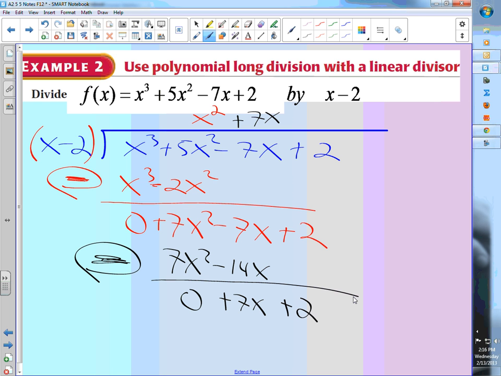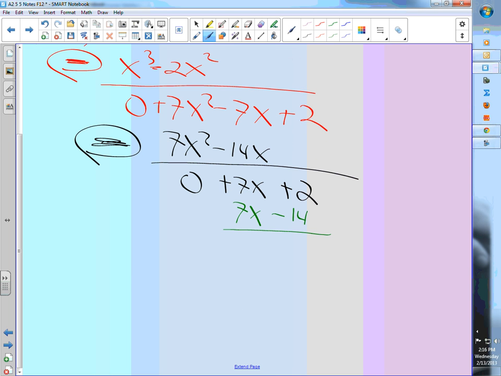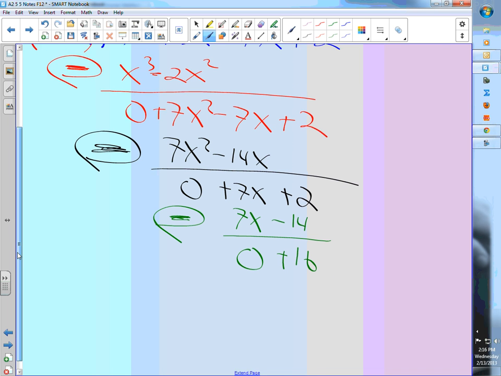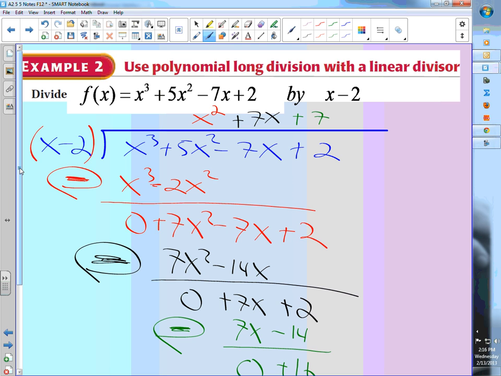X goes into 7x, 7 times. We multiply, we get 7x minus 14. Draw the line. Don't forget you're subtracting. 7x minus 7x, nothing. 2 minus a negative 14 is plus 16. So your quotient is x squared plus 7x plus 7, plus 16 over x minus 2. That's polynomial long division. All right?